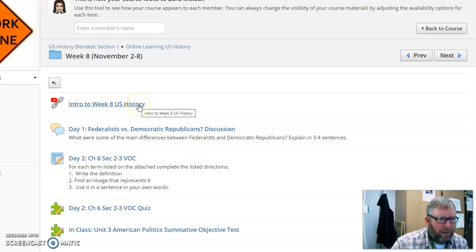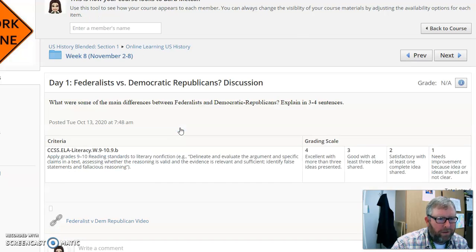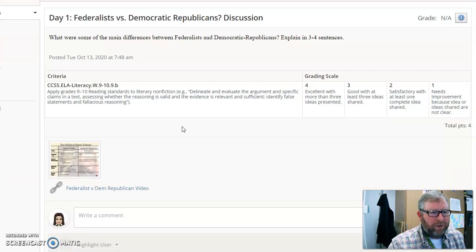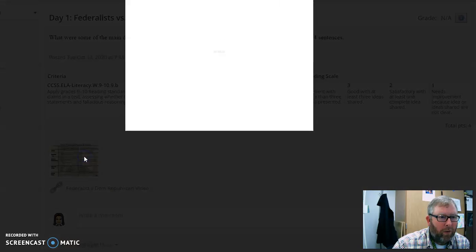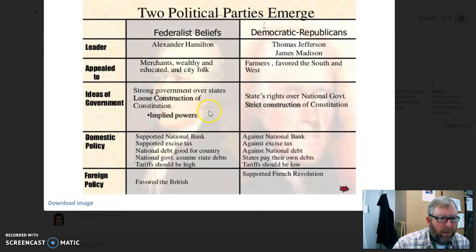You'll always be looking at this intro. But day 1, those of you that are in class, we are going to discuss the difference, which I think is fitting during our election period, the similarities and differences between Federalists and Democrat Republicans, which is way into the difference in our political system. And so this chart right here, which I'm going to briefly go over, just explains the differences between both sides of our political system.